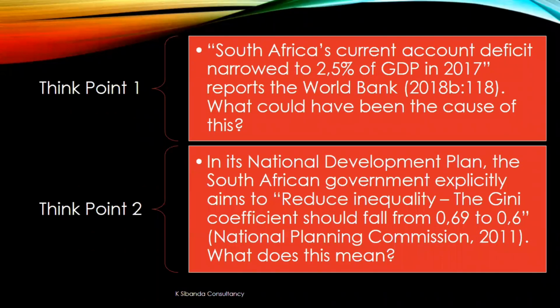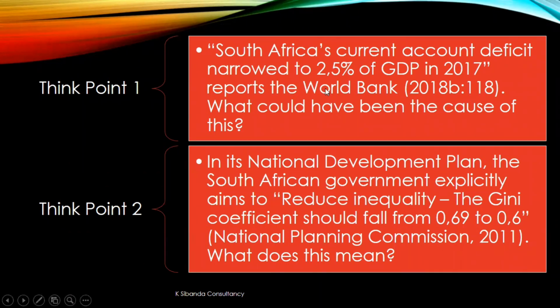All right, so on the understanding of the concept of micro and macro, there are two points found in your module guide which give us a picture of macroeconomics. Just a few examples of those. The first one is that South Africa's current account deficit narrowed to 2.5% of GDP in 2017, as reported by the World Bank.